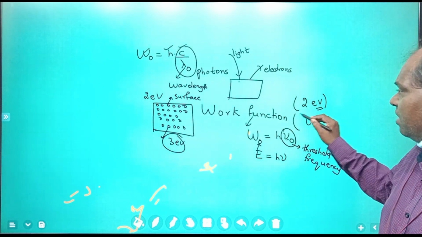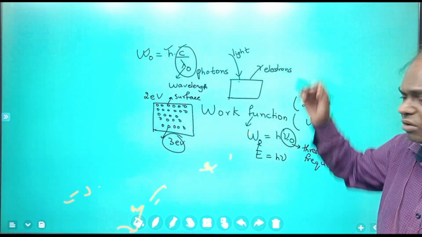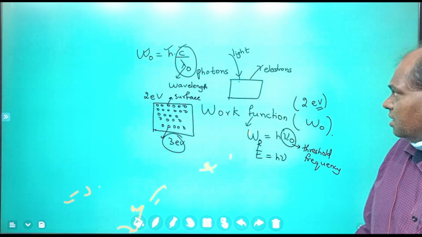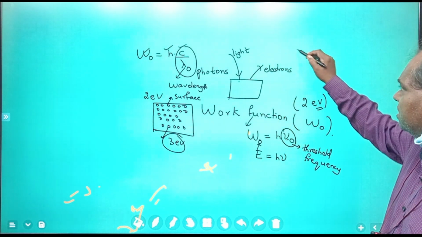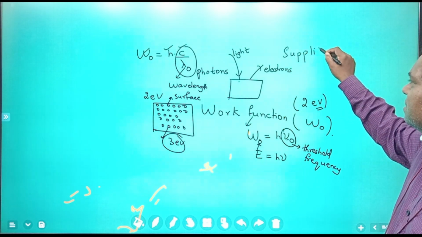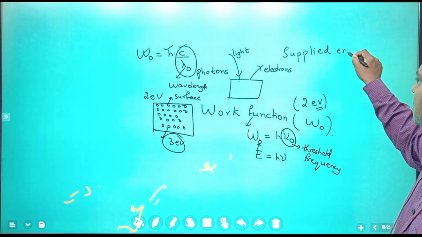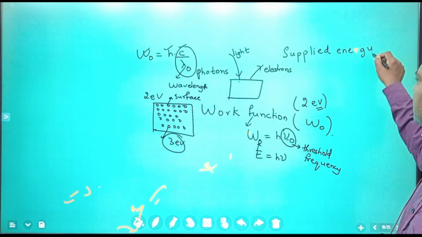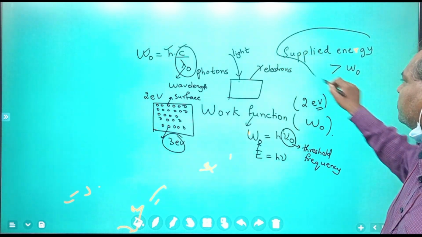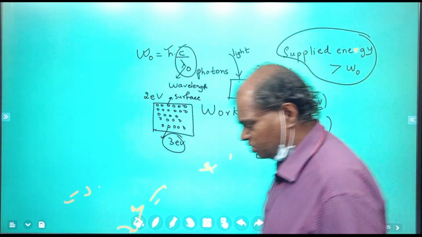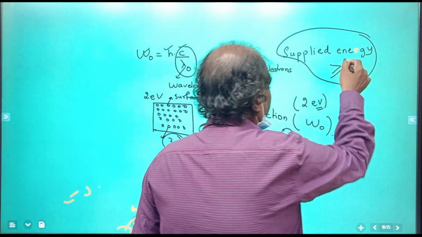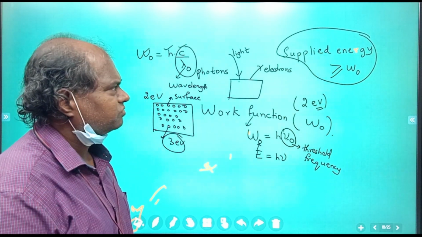Or they will ask you to find out whether electrons will come out or not. Electrons will come out, again I repeat, only when the supplied energy is greater than, yes, very, very important. When you are supplying more energy than W naught, greater than or equal to, you can say greater than or equal to. Fine.